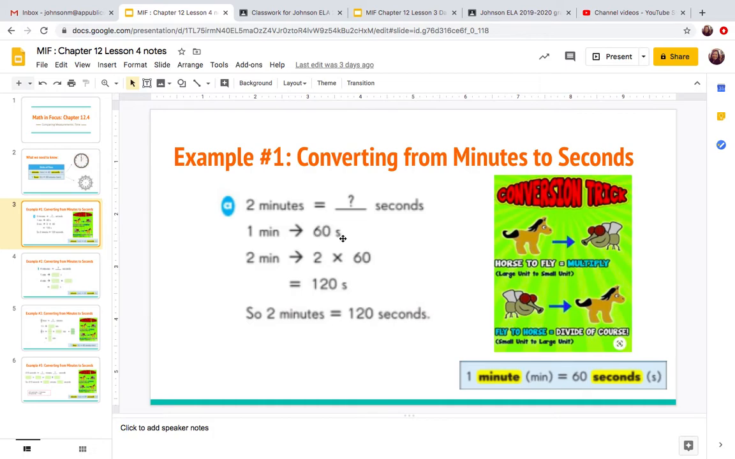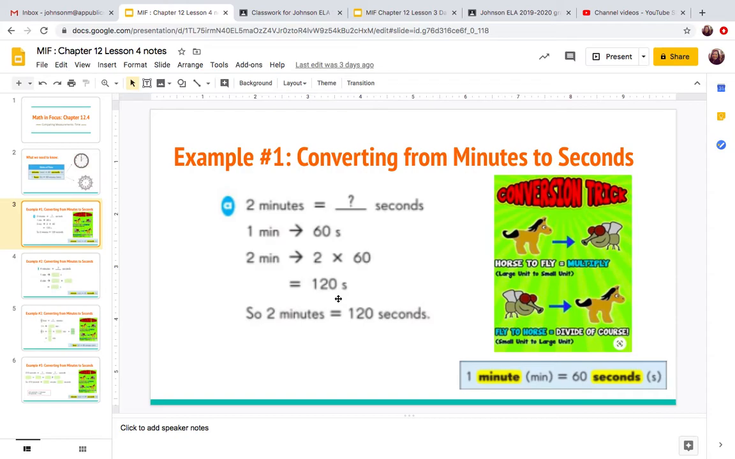1 minute equals 60 seconds. Okay. I know that there are 2 minutes that they're trying to change to seconds. So I'm just going to say 2 minutes times, with my conversion, 60 seconds will give you my answer. So I have 2 times 60. Well, I know 2 times 6 is 12, and then all I have to do is add the 0 for the tens. So in 2 minutes, there are 120 seconds.